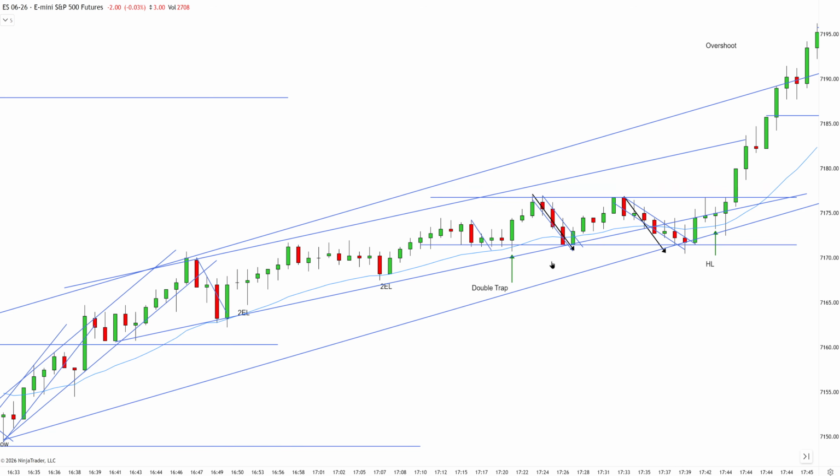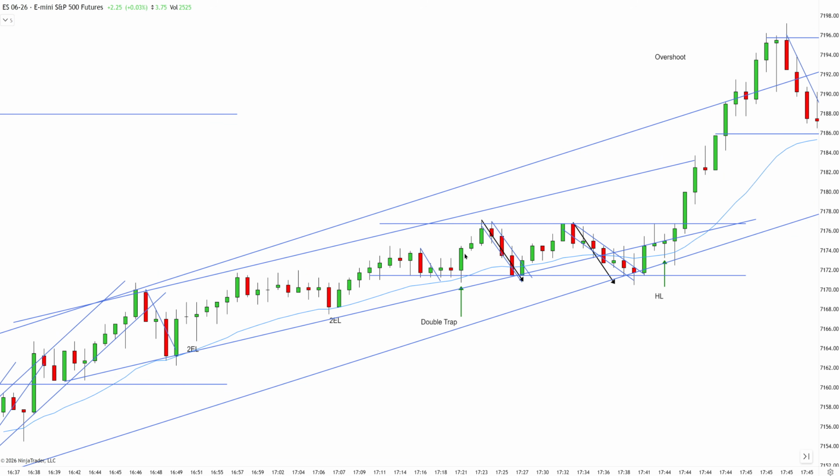There was a decent double trap. You saw me trying to take it, but you really need to use a limit order. You don't want to go long at the very top of the move.